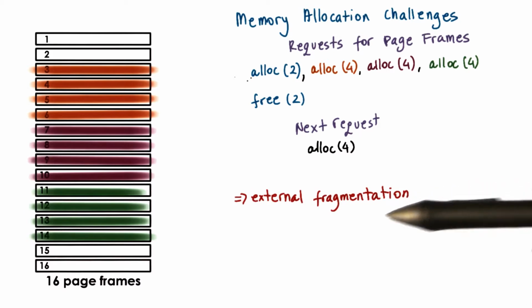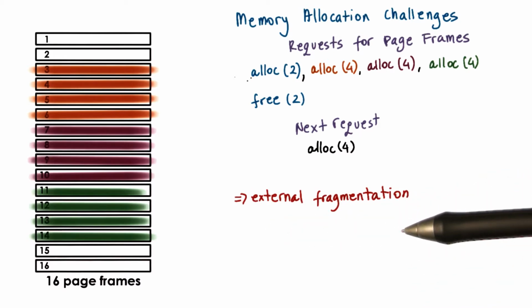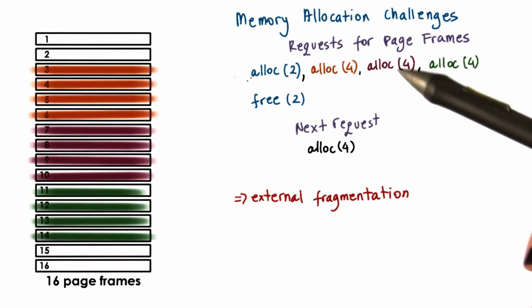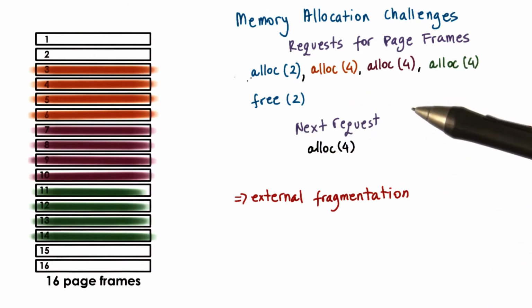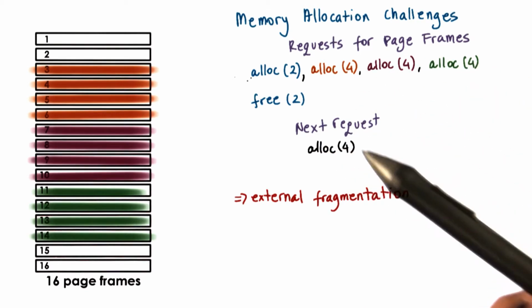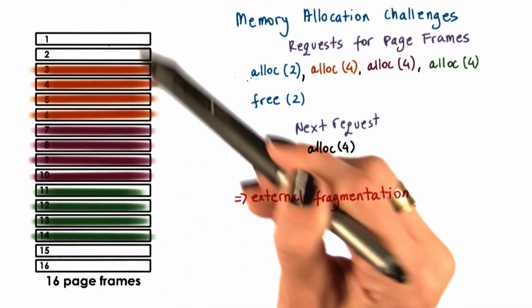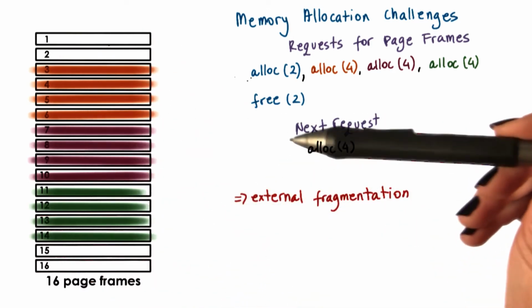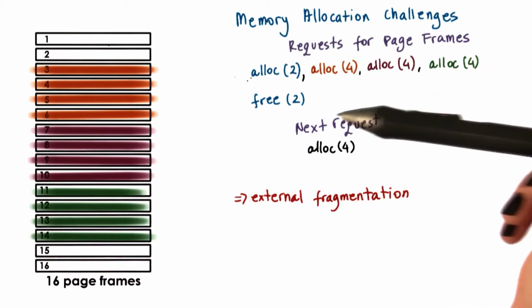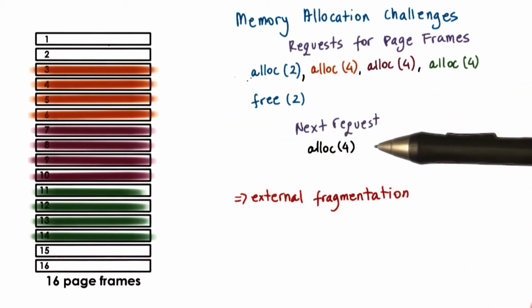This example illustrates a problem that's called external fragmentation. This occurs where we have multiple interleaved allocate and free operations, and as a result of them, we have basically holes of free memory that's not contiguous. And therefore, requests for larger contiguous memory allocations cannot be satisfied.